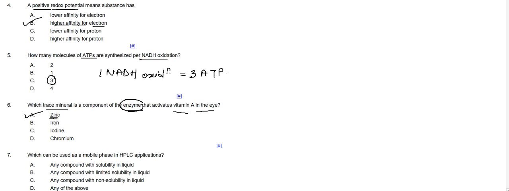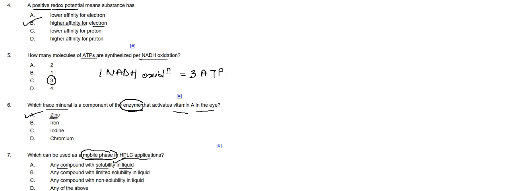Next question is number 7. Which can be used as a mobile phase in HPLC application? So guys, for high performance liquid chromatography, any compound with solubility in liquid is used as a mobile phase.